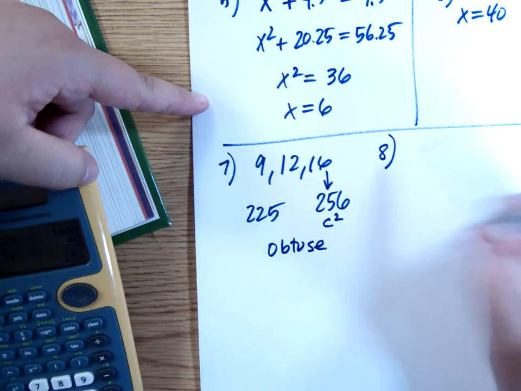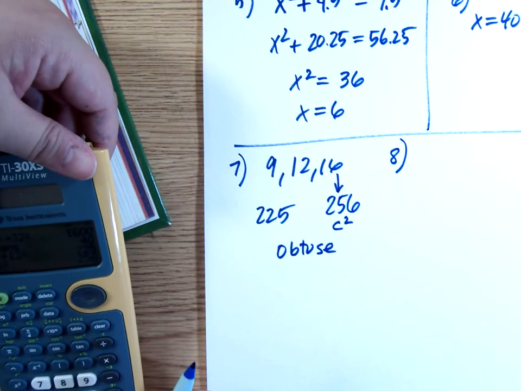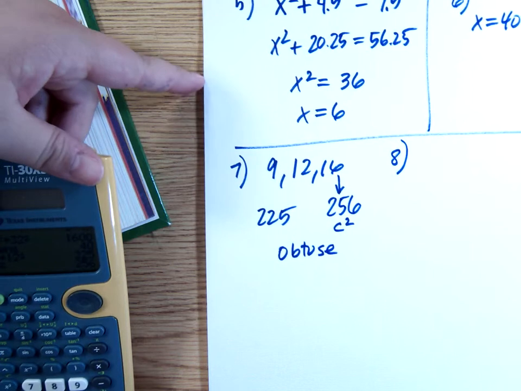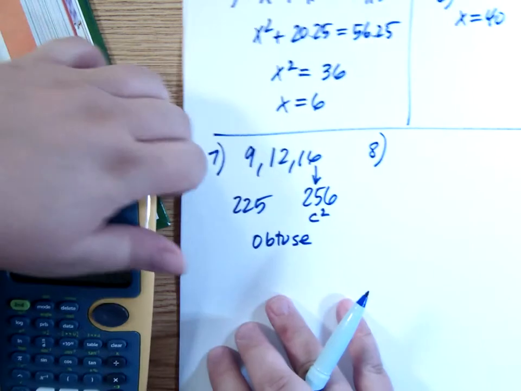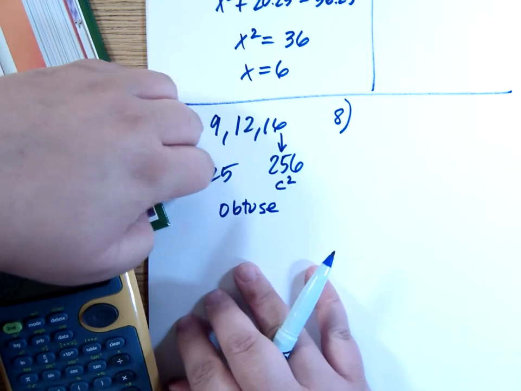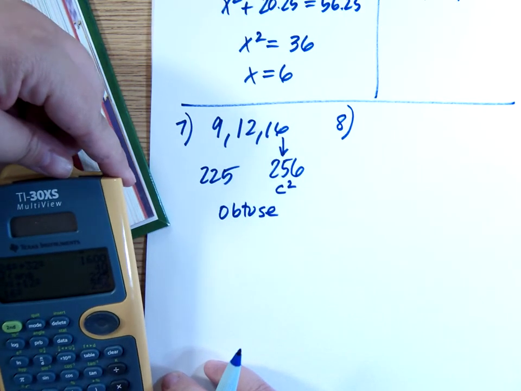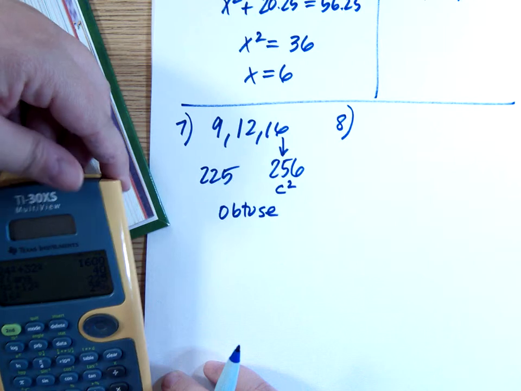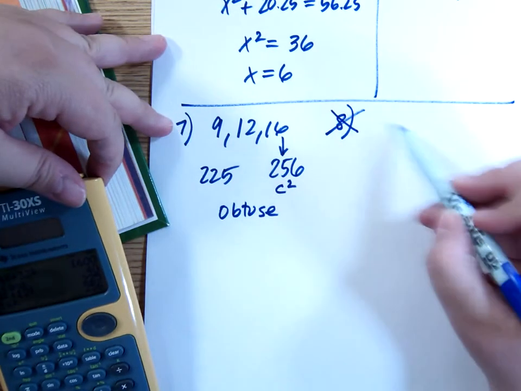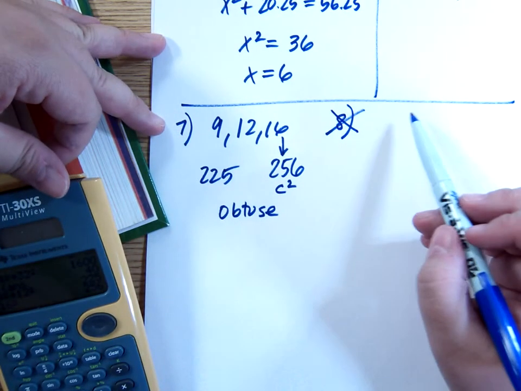Remember, if your c squared is bigger, then that's obtuse. Number 8: 11, 14, and 27. Those can't be the sides of a triangle, so I'm not going to do that one. The reason I know it can't be the sides of a triangle is because 11 plus 14 is not bigger than 27, so it can't work. So forget that one. Again, we did not talk about that.